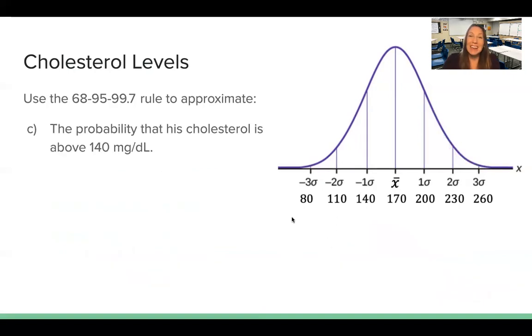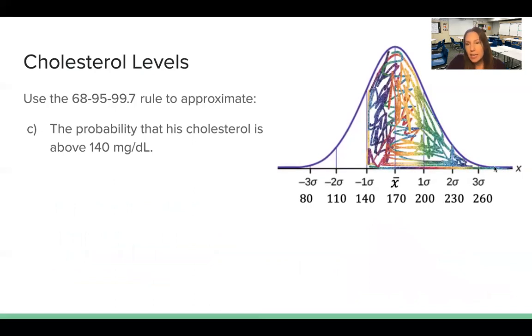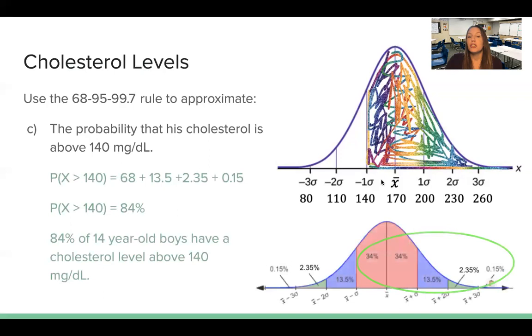All right, our next example wants us to find the probability that his cholesterol level is going to be above 140 milligrams per deciliter. So again, same thing, I find 140, and now I want all of those values that are above that. So I'm gonna shade everything to the right of 140, even this little sliver of data over here. And then I will use my 68, 95, 99.7 rule to add the correct areas together.